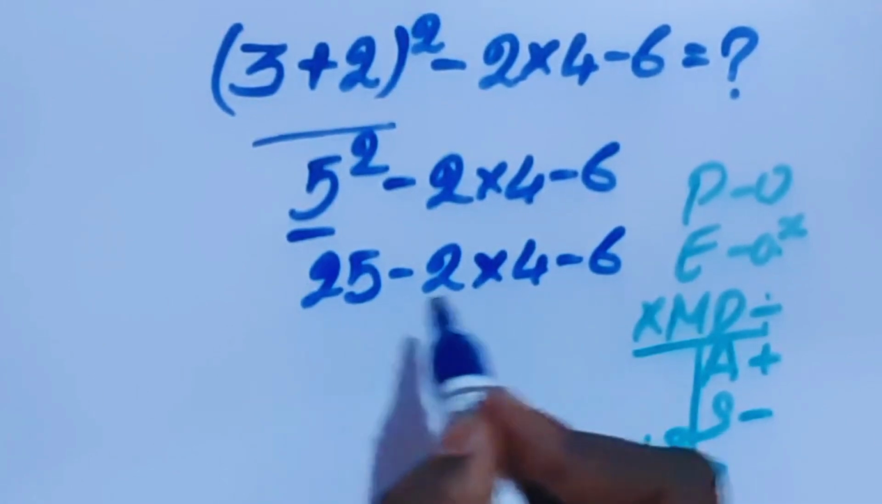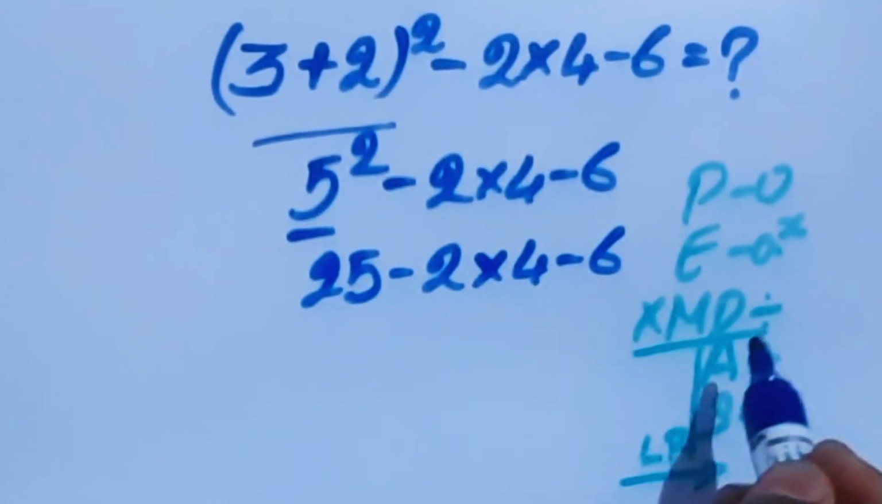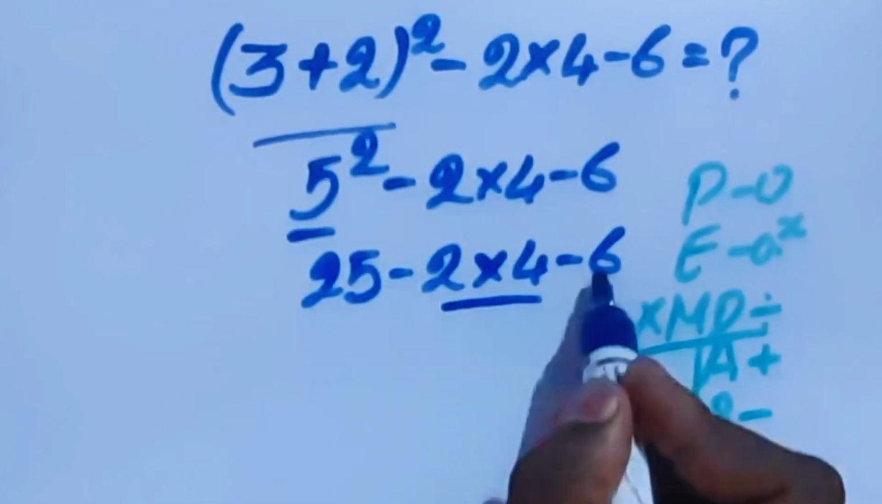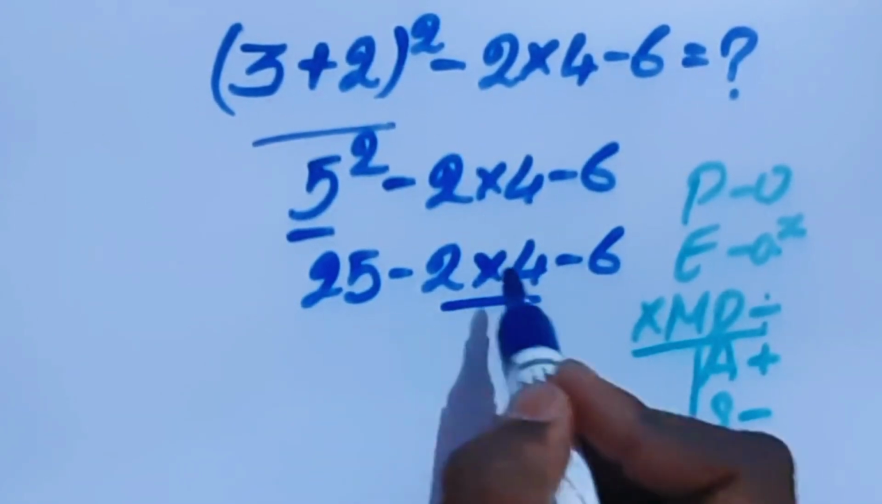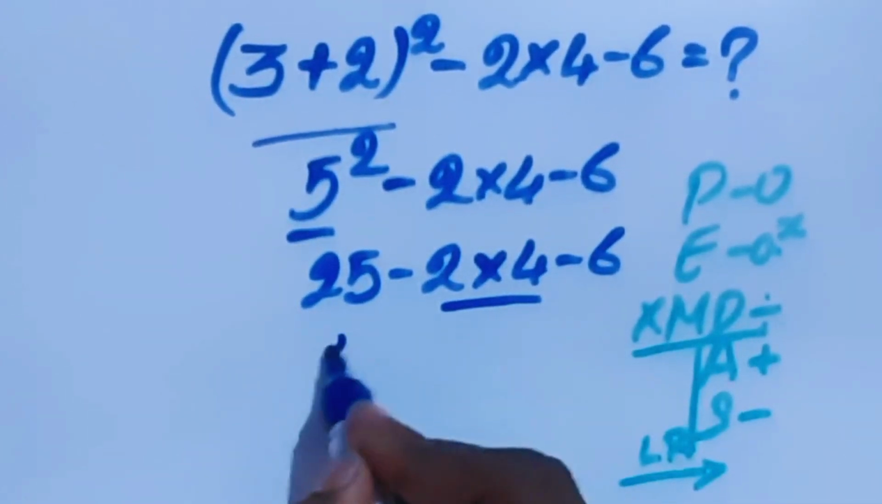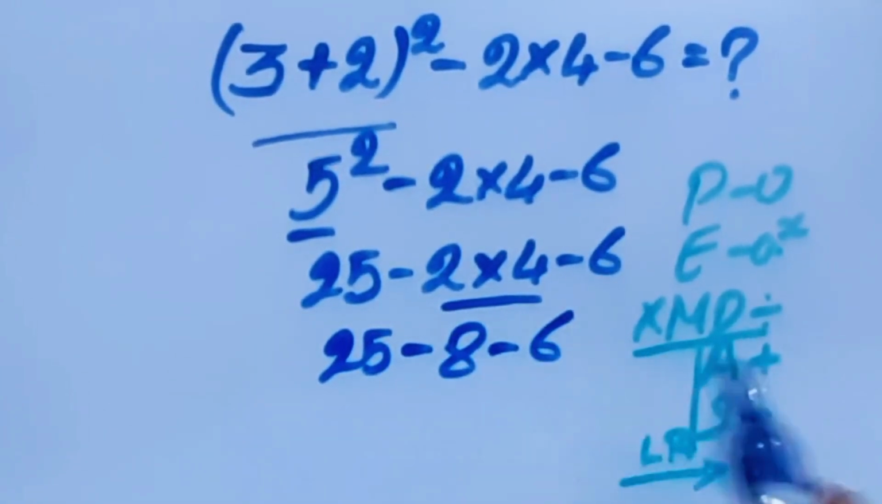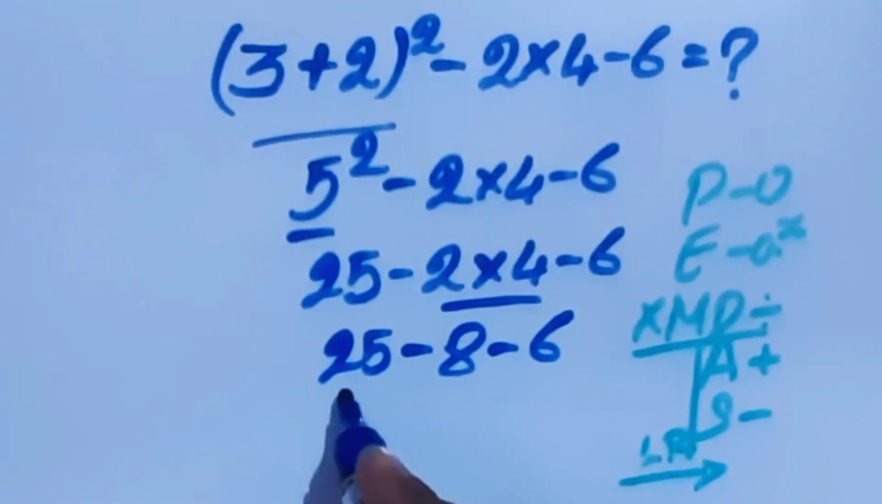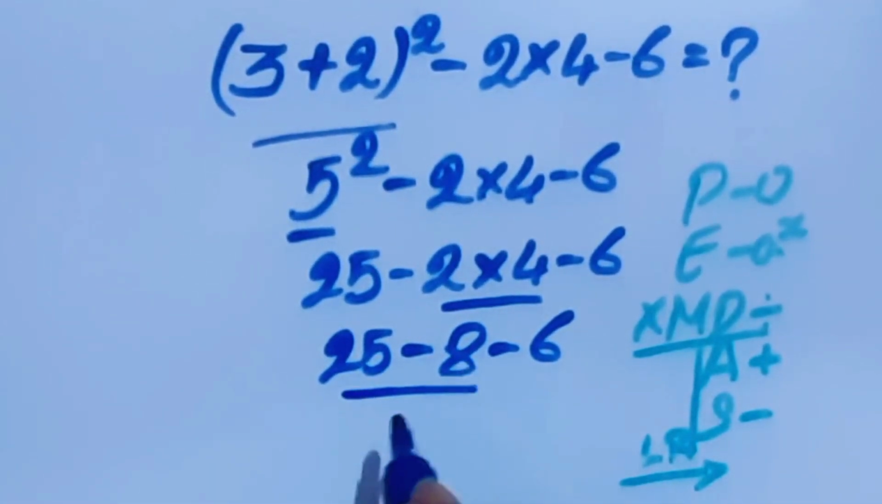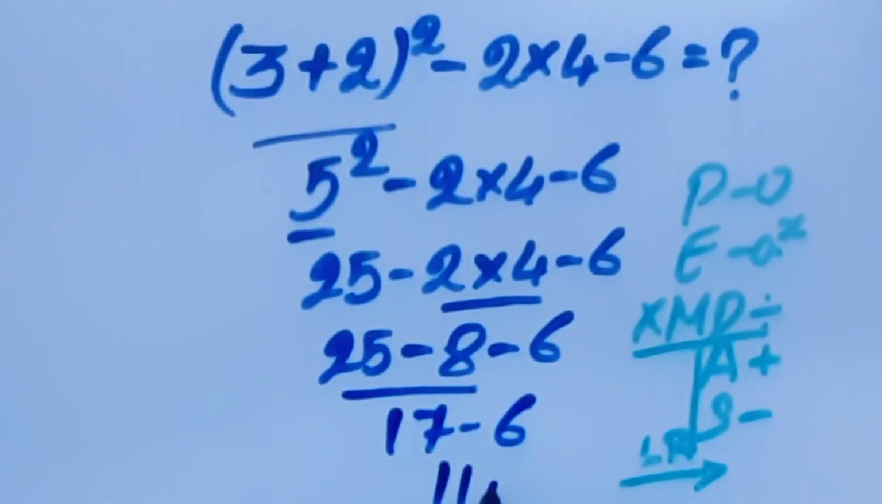Here we have subtraction, multiplication and subtraction. Here multiplication is higher priority than subtraction. So we have to do this multiplication before this subtraction. So 25 minus this is 8 minus 6. Here both are subtraction, so we have to follow from left to right. So 25 minus 8 is 17 minus 6. Here 17 minus 6 is 11, which is the correct answer.